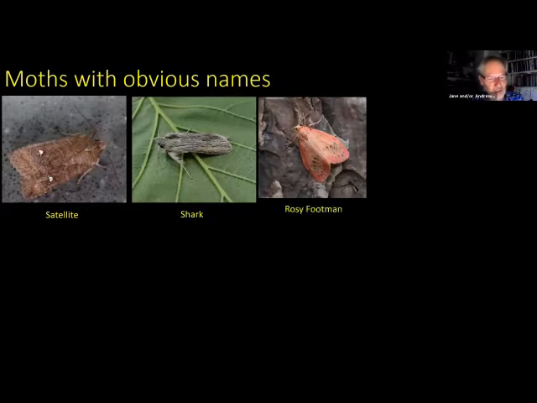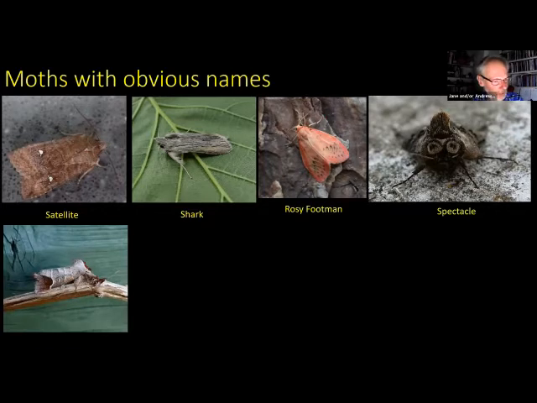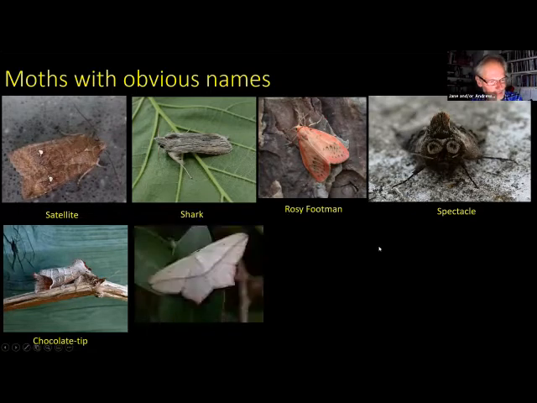And this one is the rosy footman, and because the colour gives it away, even if the shape isn't quite the same as some of the other footmen. And this one, which you really need to look at head on to see what it is, but when you see that it's called the spectacle, I think the name speaks for itself. And down here we've got Yummy Yummy, the chocolate tip. Again, as all these are self-explanatory.